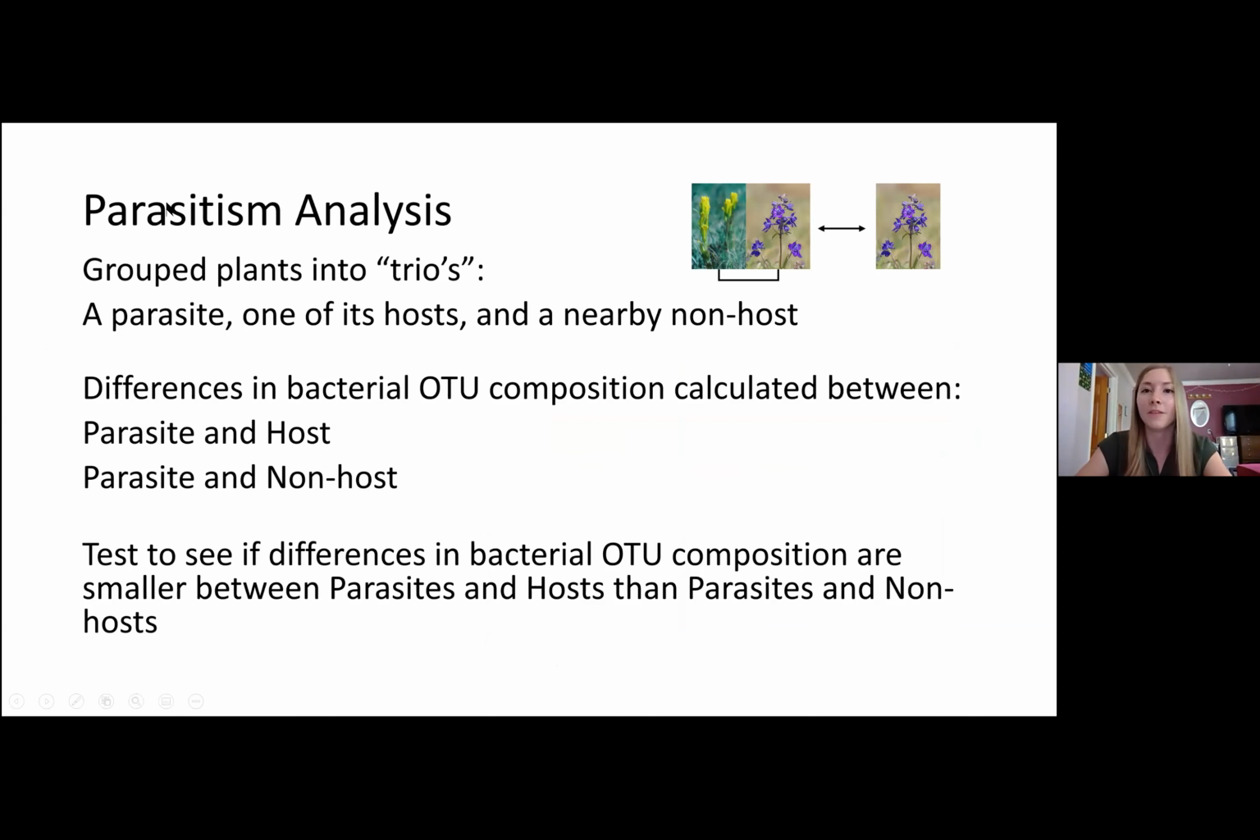Ideally, if the Castanea and its host plant were sharing bacteria, you would think that their bacterial OTU compositions would be more similar than the bacterial OTU composition of a parasite and a non-parasitized plant. So the differences between these plants would be small, and the difference between these plants would be large.